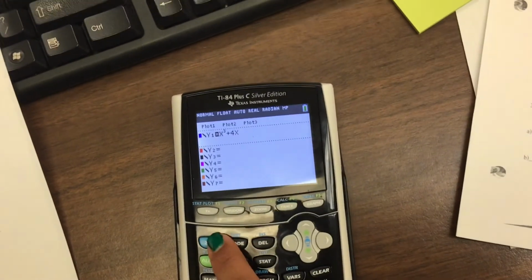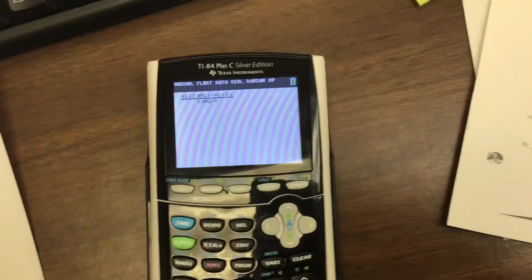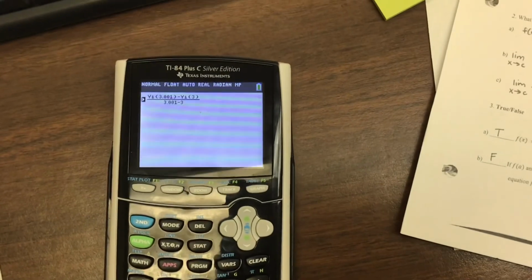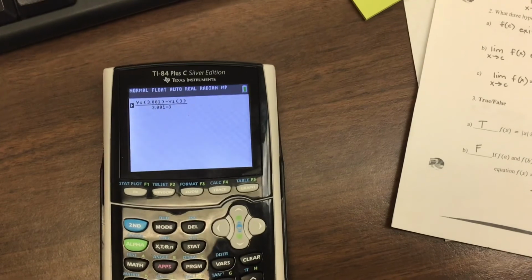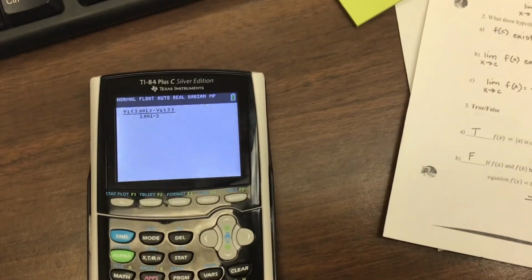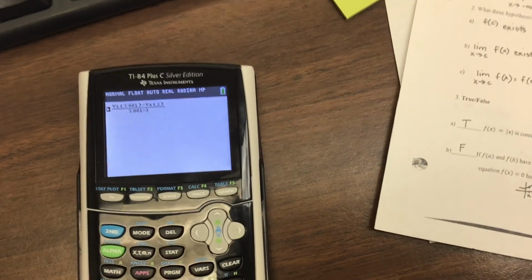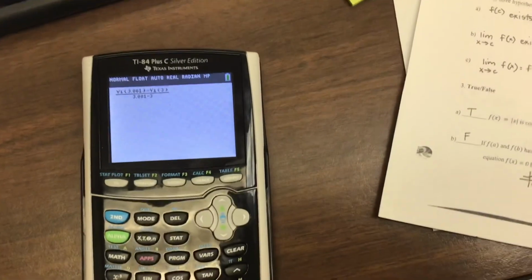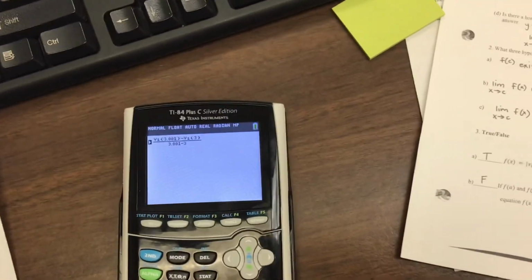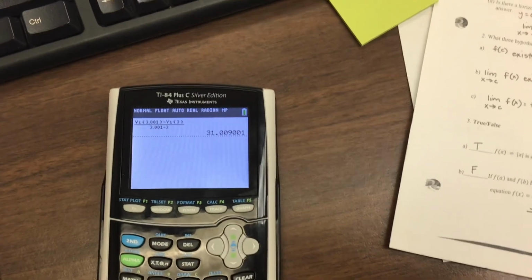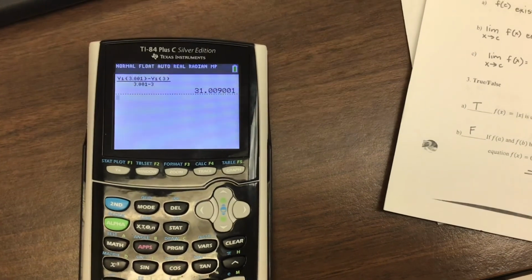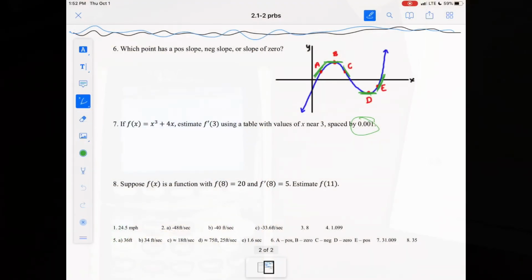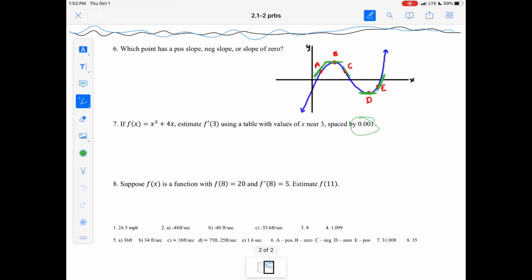So now that I know that that's my function, I'm going to quit. And I did a little shortcut so that you wouldn't watch me have to type all of that in. So we did this yesterday where we identified how to call up the y1s. And so my h, you'll see, is 0.001, because that's what they told me to do. So I plug that in, I hit enter, and I'm going to round to 3 decimal places, and I end up with 31.009.